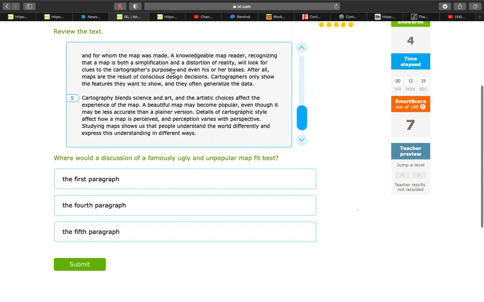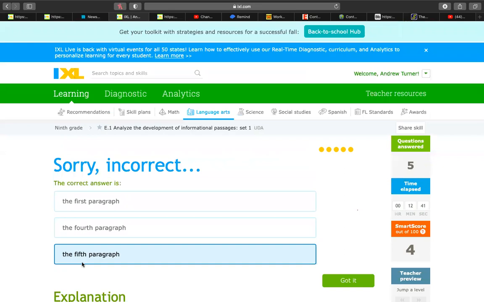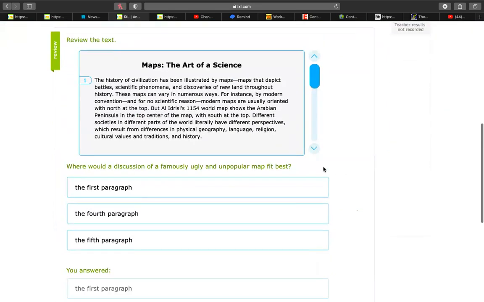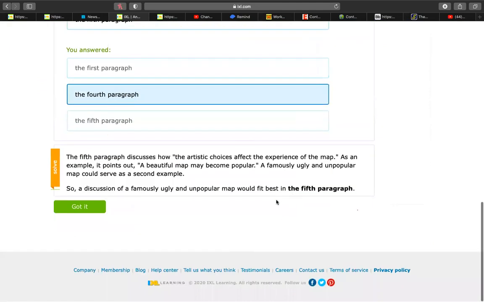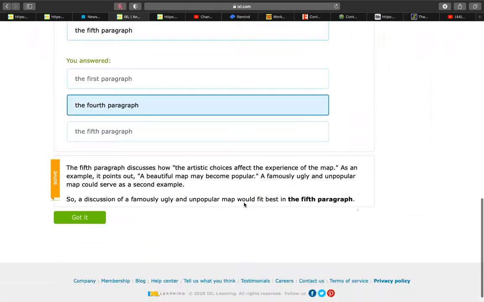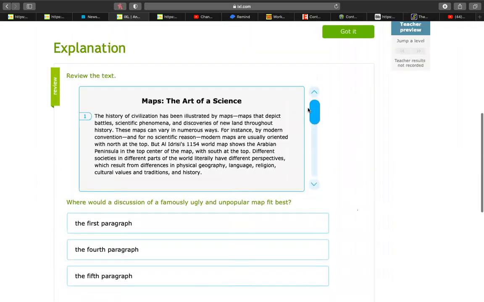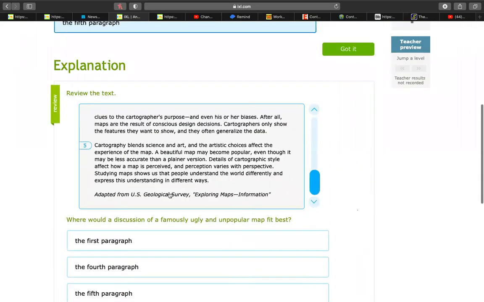I think it might be 4. Four. Mm-hmm. Let's finally get one right here, guys. Damn it. No. Wow. It's the first. It's the fourth. We said fourth. It's the what? It's the fifth. We said fifth. Son of a gun.